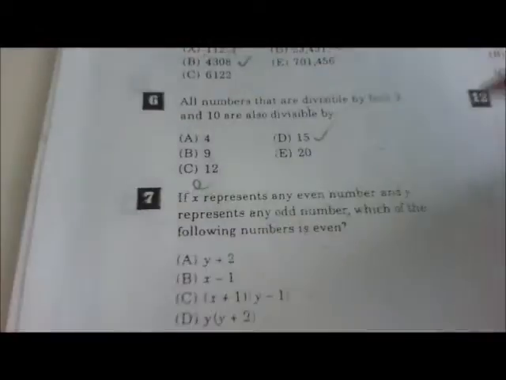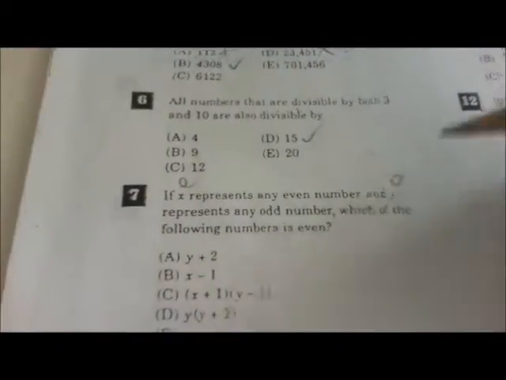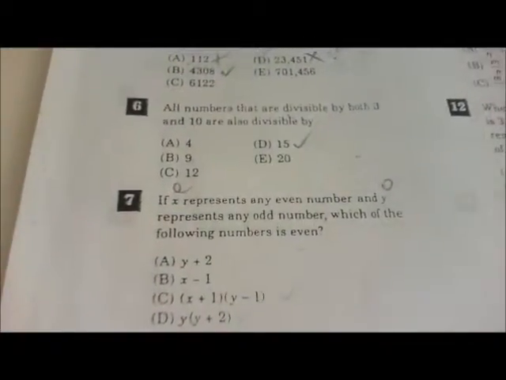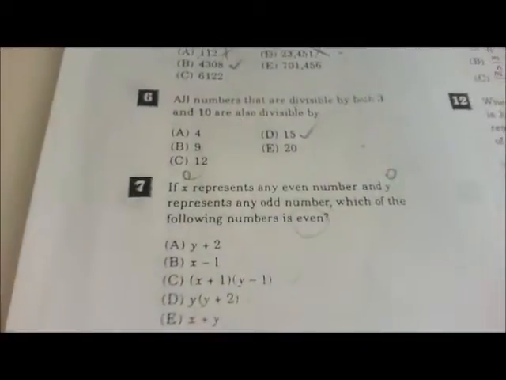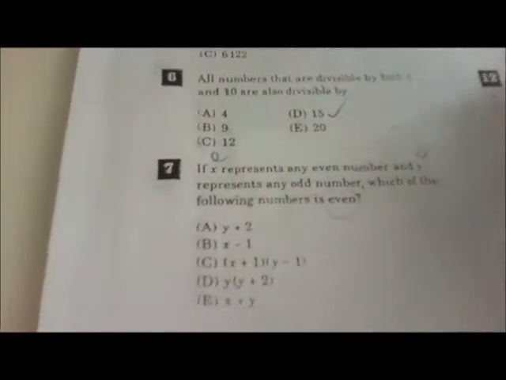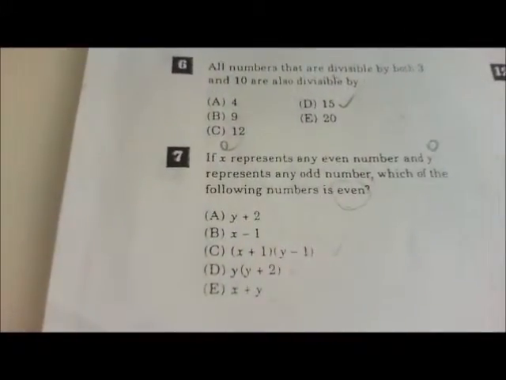Number 7. X is even and Y is odd. So they want to find which one is odd. Oh no, so which one is even, sorry. Which one is even. So we can check it out very easily. You can cancel some of them first.